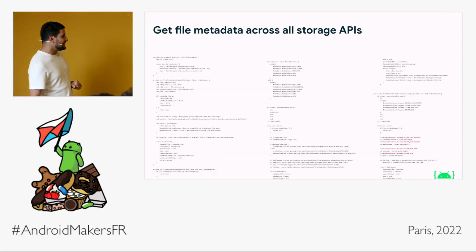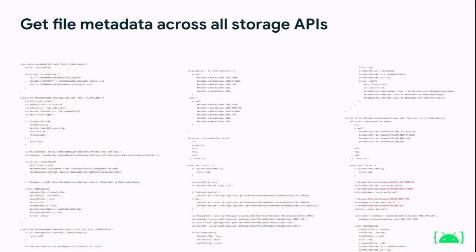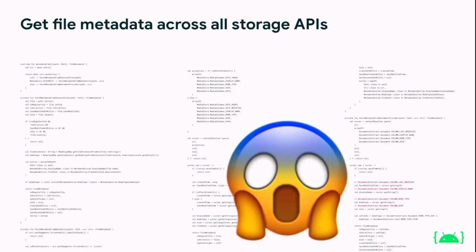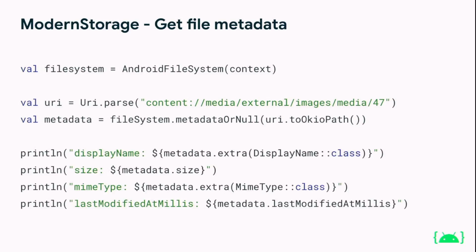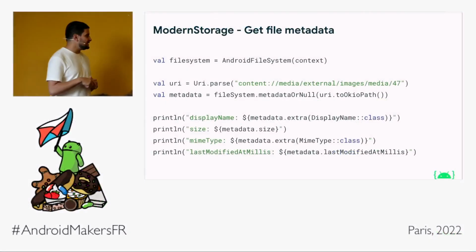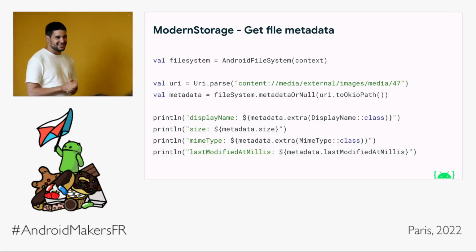Now, on getting file metadata, this is what I pulled together between Storage Access Framework, MediaStore and Java I/O. It's about 160 lines of code. Same thing here, it's horrible. With ModernStorage, just one line, and you get all the metadata that you want, whether it's the file name, the MIME type, or the size. Again, really easy, really simple. Isn't that beautiful?